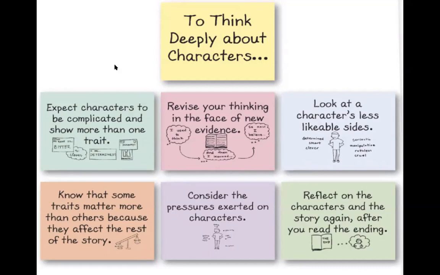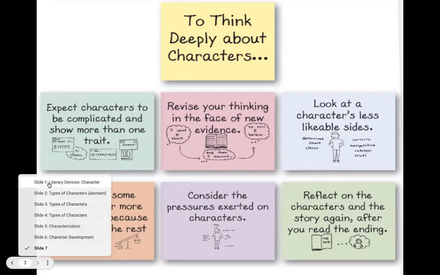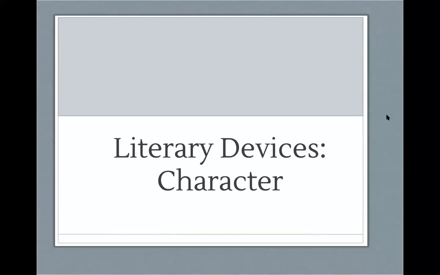So look at a character's less likable side, reflect on the characters in the story after you read the ending, and consider the external pressures put on characters. Also, know that some traits matter more than others because they affect the rest of the story. Sometimes a character might seem one way and you might think it's really important, but as you look at the whole story arc, you realize it's not. So hopefully these notes will help you a little bit as you think about the characters in your text and how they relate to your reading.